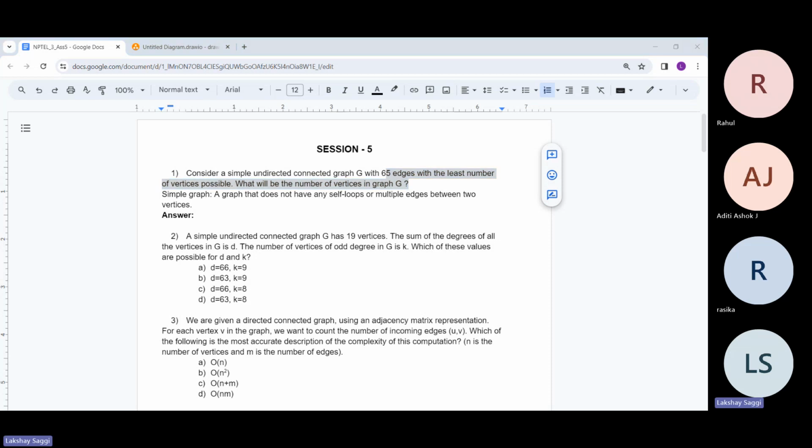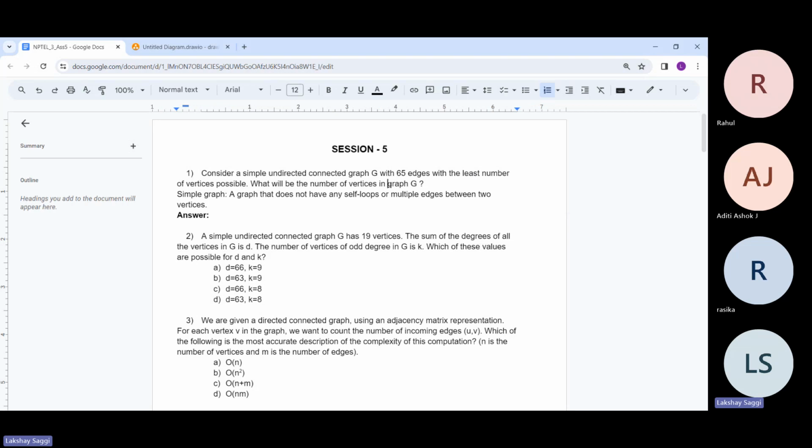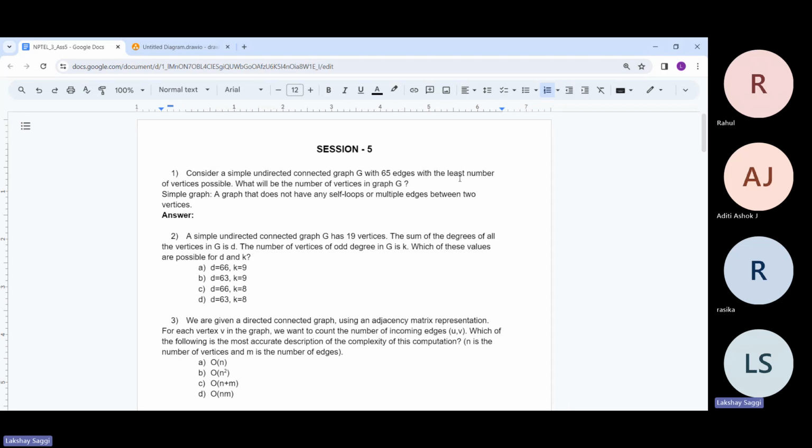Would anyone like to answer this in chat? I believe this is... okay, Rahul is saying 66 should be the answer. Rahul, note that we want the least number of vertices. 66 would be the most number of vertices, I believe. Actually, Rahul, your answer has posed an interesting question. I'm asking about the least number of vertices. Another question could be the graph with the most number of vertices. For most, the answer would be 66.